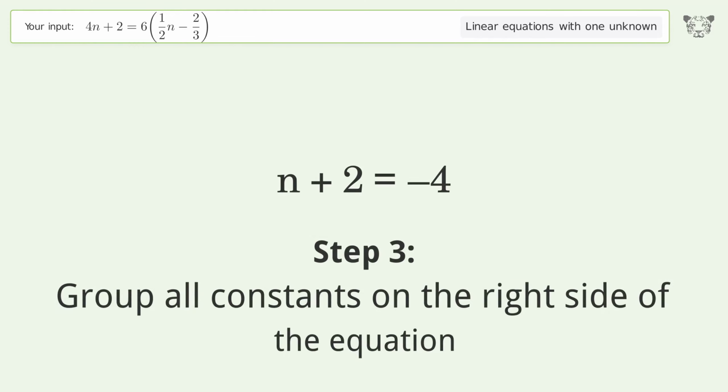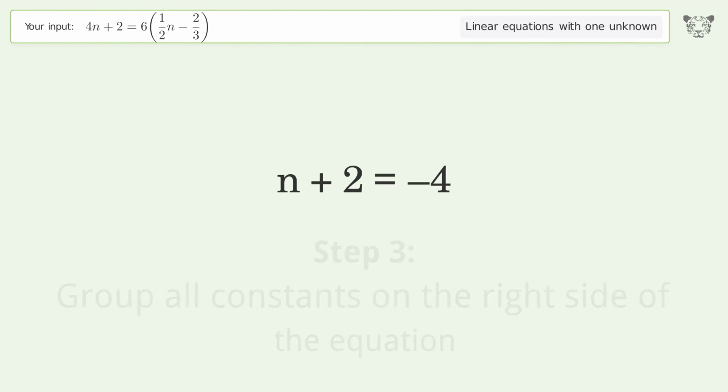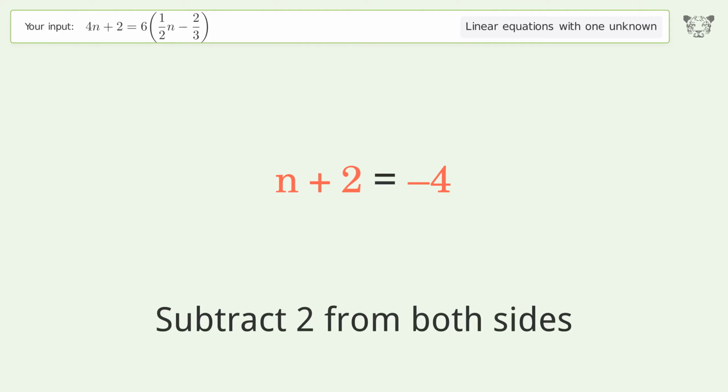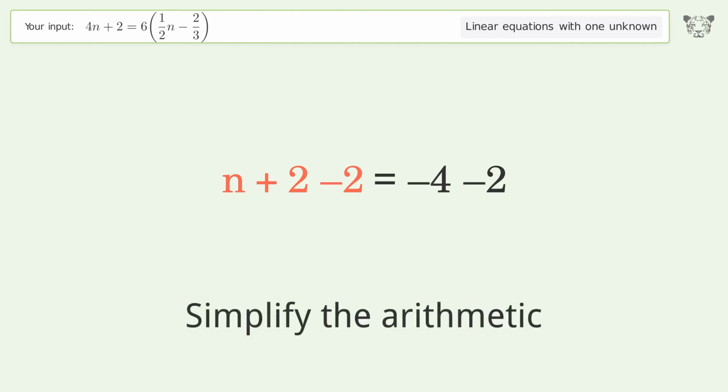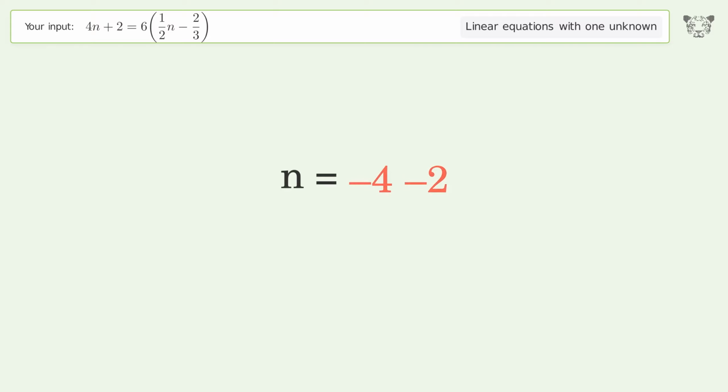Group all constants on the right side of the equation. Subtract 2 from both sides. Simplify the arithmetic. And so the final result is n equals -6.